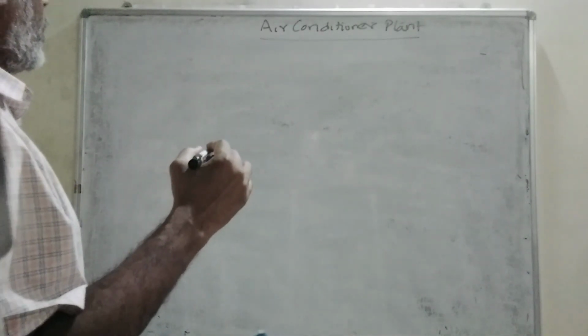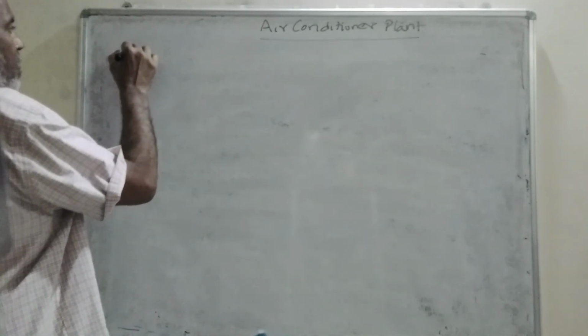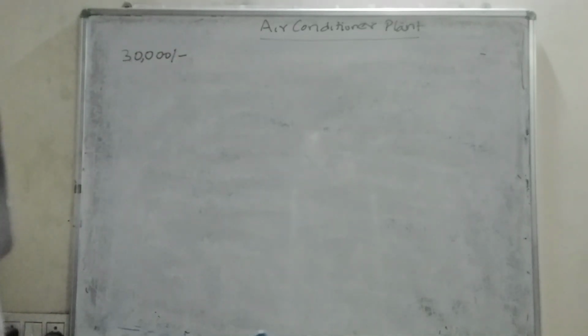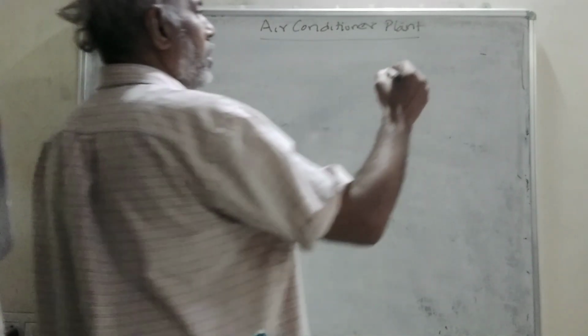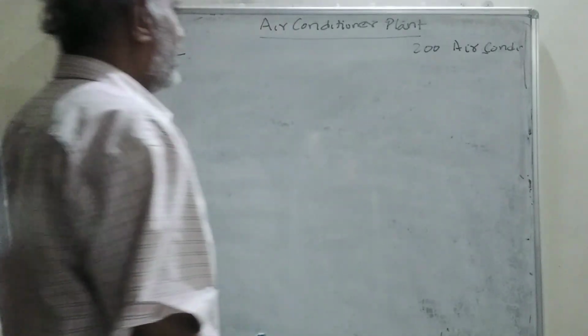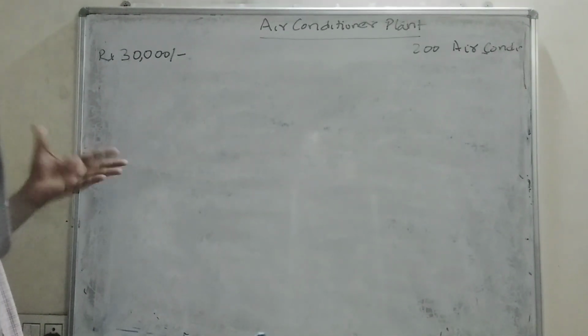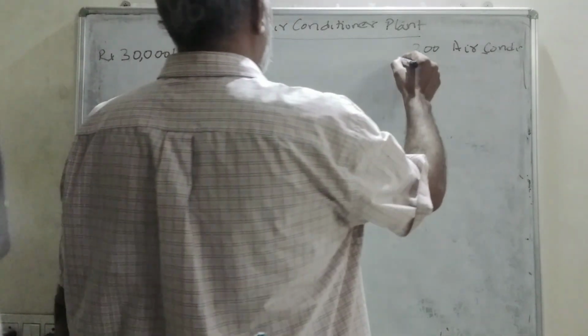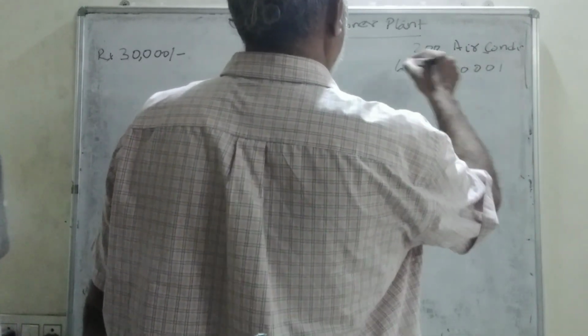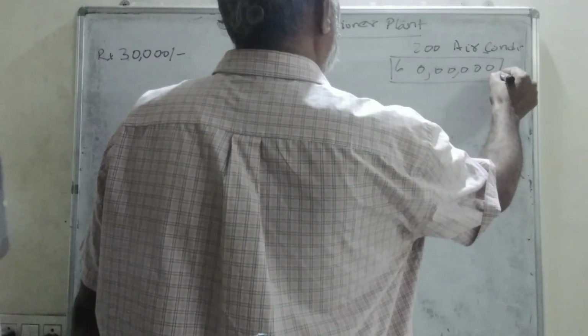Now, what is the market price of an air conditioner? For example, the market price of an air conditioner is 30,000. I want to make 200 air conditioner products per month. That means if I make 200 air conditioner products in a month, I'm getting 60 lakhs per month.